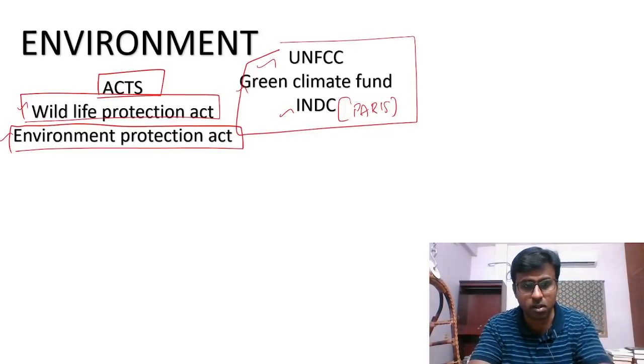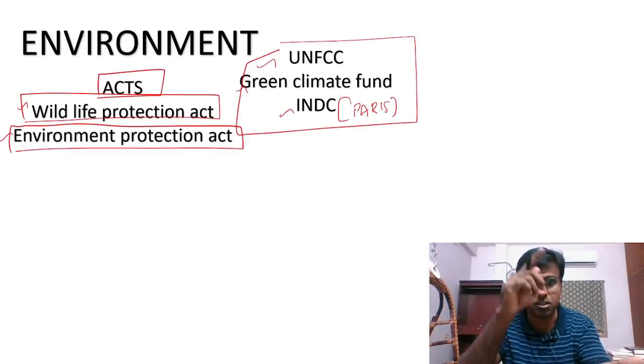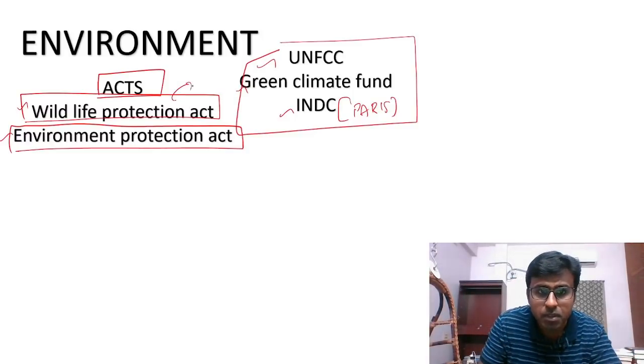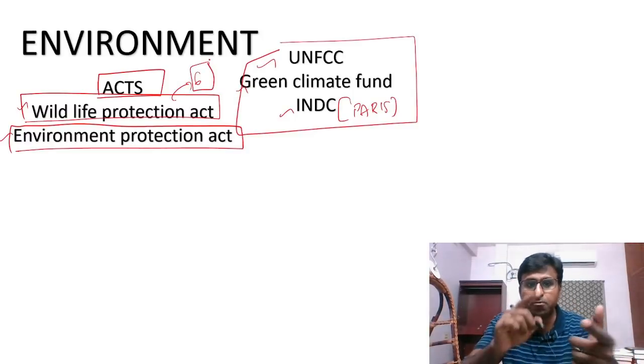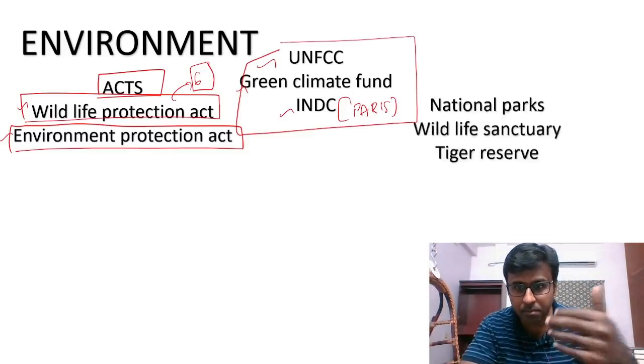If you look at the composition of the Wildlife Protection Act, it has the Zoo Authority of India, the National Wildlife Board, National Park, Wildlife Sanctuary, and 6 schedules in the Wildlife Protection Act. Please see those 6 schedules.